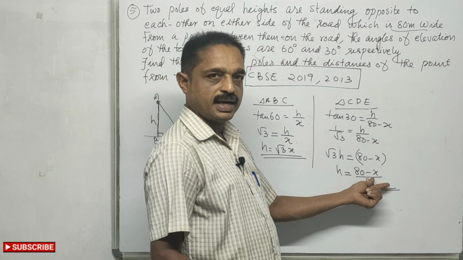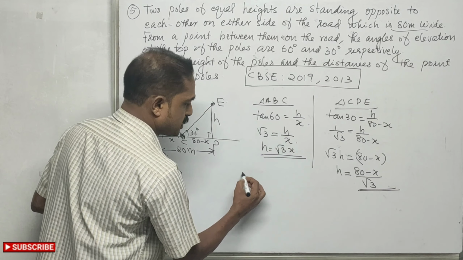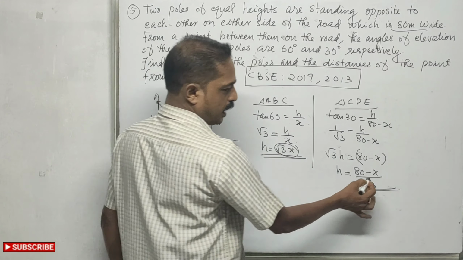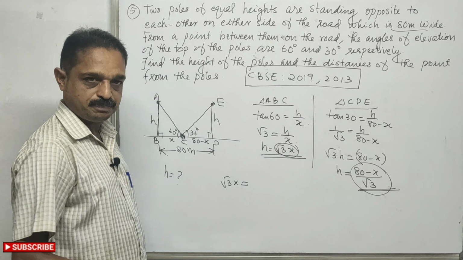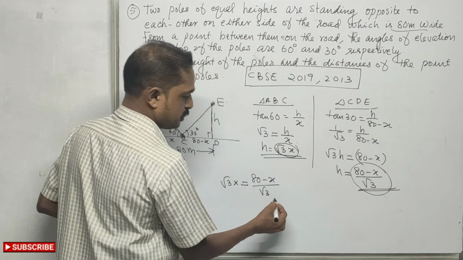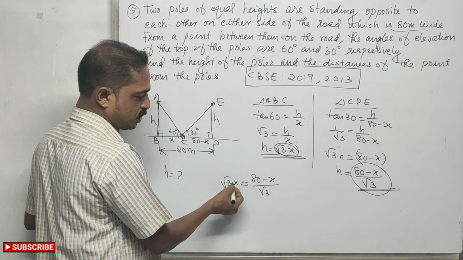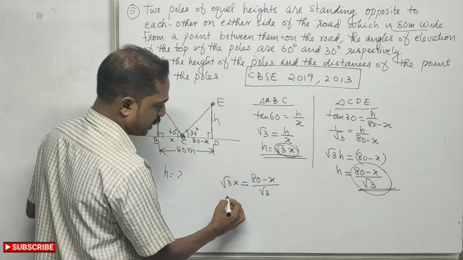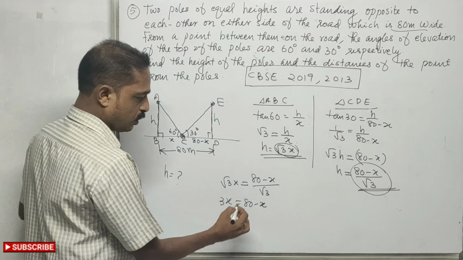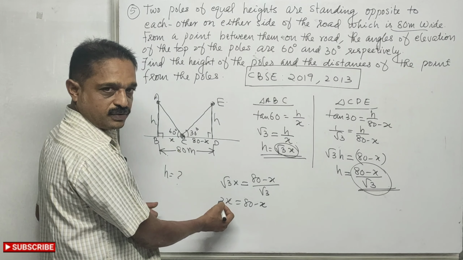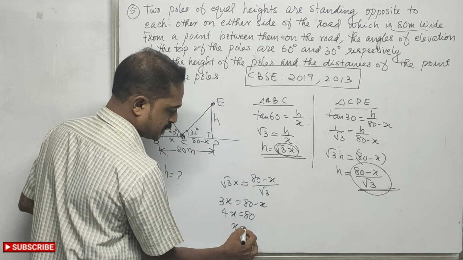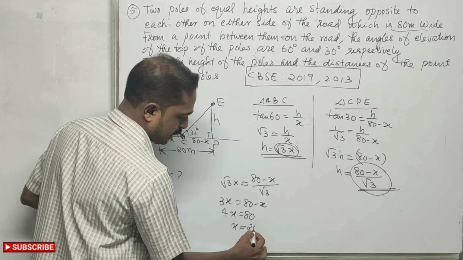So these two values of H must be equal. That is, root 3x, the first value of H, must be equal to the second value of H. So root 3x must be equal to 80 minus x divided by root 3. So cross multiplying, root 3 into root 3x. Root 3 into root 3 is 3. That is 3x. 3x is equal to 80 minus x. Transposing this minus x to the left hand side, you will get plus x. 3x plus x, 4x is equal to 80. Therefore, what will be x? X is equal to 80 divided by 4. That is x equal to 20 meter.